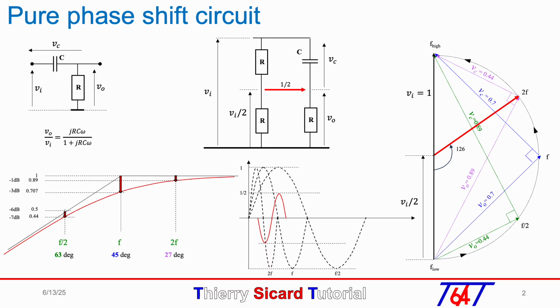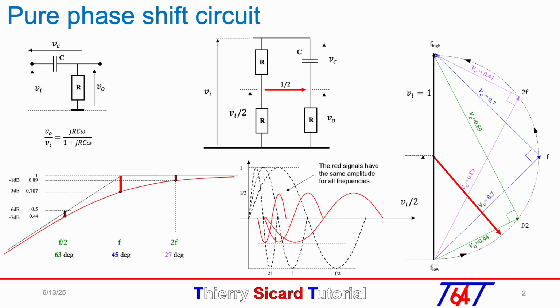up to the highest frequency with a 0 degree shift compared to Vin. Now we can visualize the constant amplitude vector rotation from minus 180 to 0 degree phase with a constant amplitude and check that in time domain the red signal has the same amplitude for all frequencies.